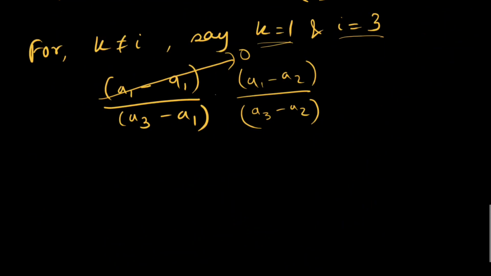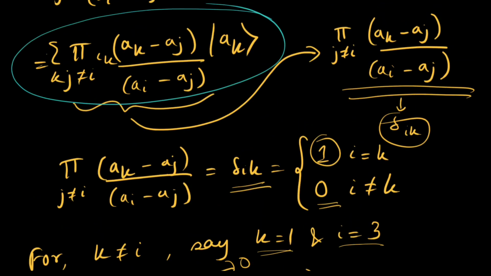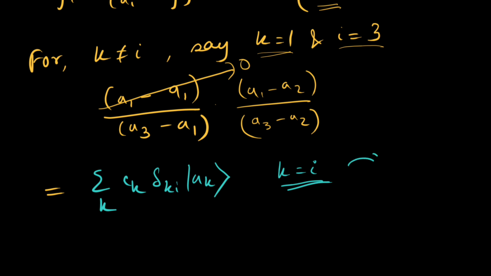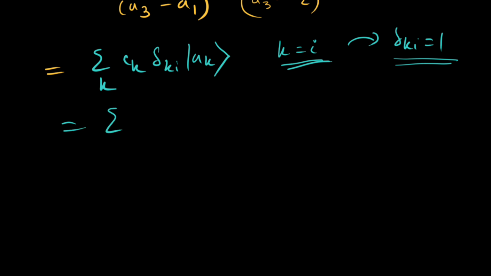So now if we further evaluate our previous expression, we got this. If we set the product over j unequal to i of (ak minus aj) by (ai minus aj) as the Kronecker delta of ik, we'll get the summation over k of ck and Kronecker delta of ki and ak. This is what we get. Now if we take k is equal to i, the Kronecker delta would be 1, and if k is unequal to i, this whole term would go to 0. So let's consider the case where k is equal to i and this becomes 1, so we get sigma i ci and ai.